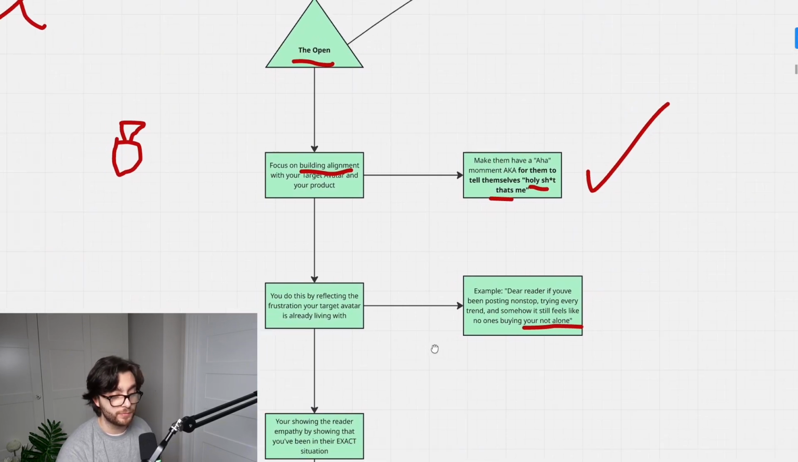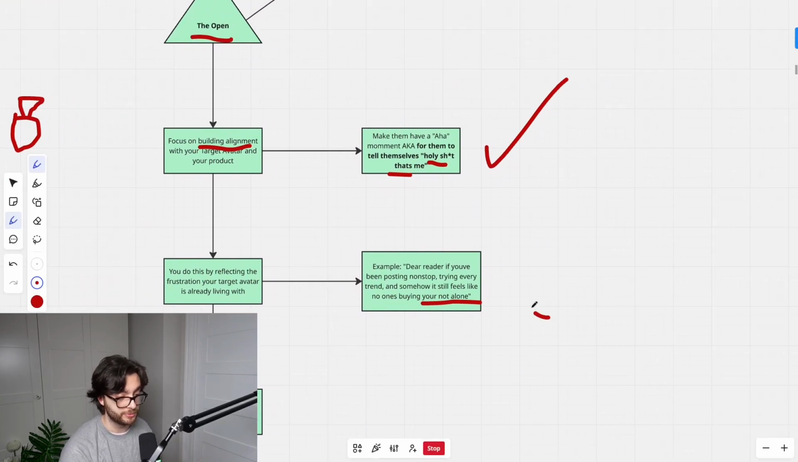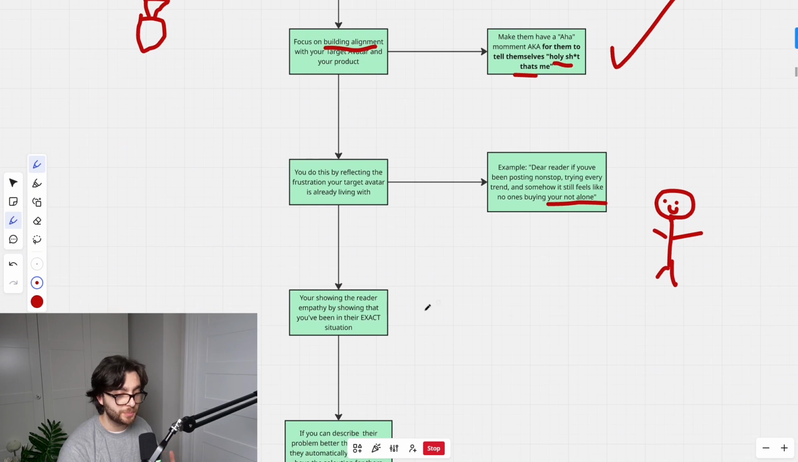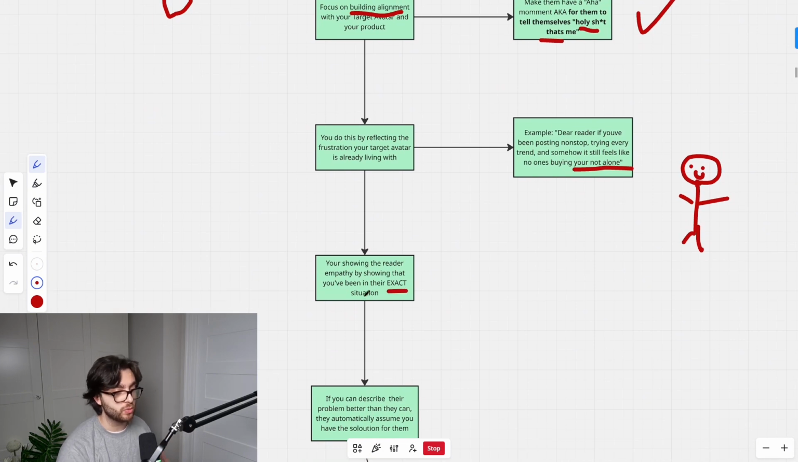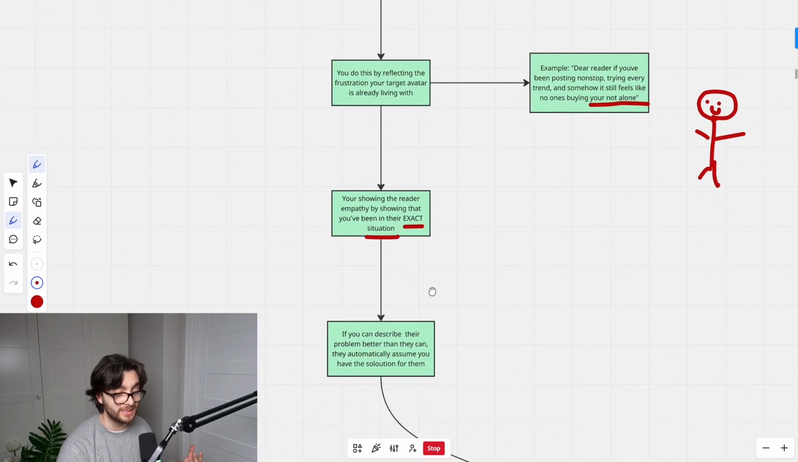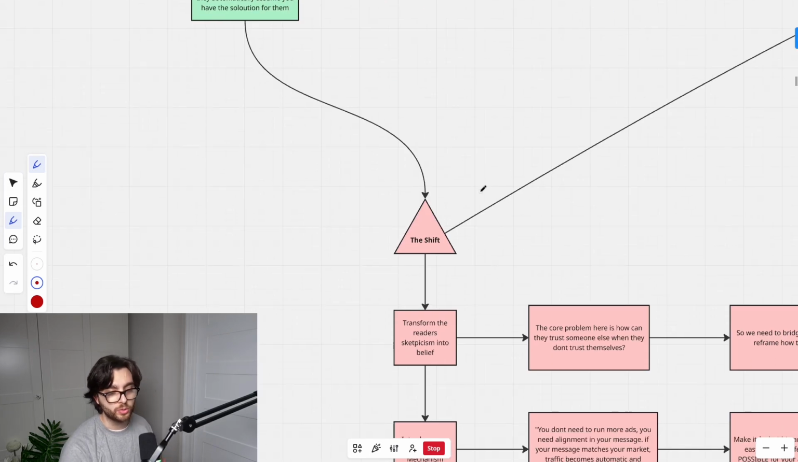It's not anything fancy. It's empathy for the person overcoming a limitation of theirs, right? And if you can describe their problem better than they can, they automatically assume you have the solution. Now, if you get this part right, you won't need gimmicks or stare at your screen for hours trying to figure out what to write. They'll continue reading because they feel seen. Now, once you've got this alignment, we go to step 2, the shift.